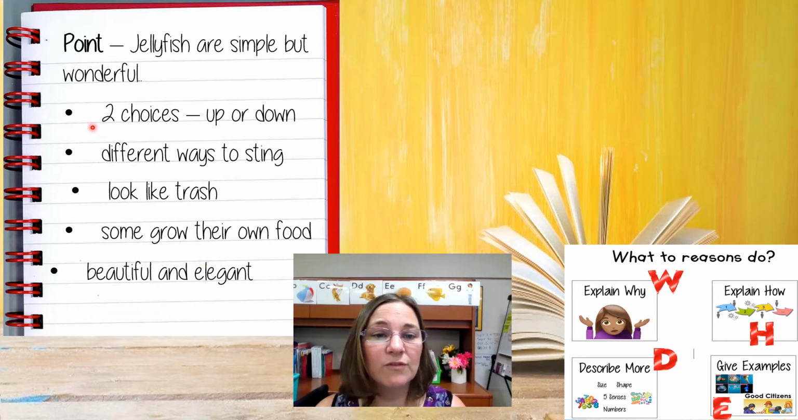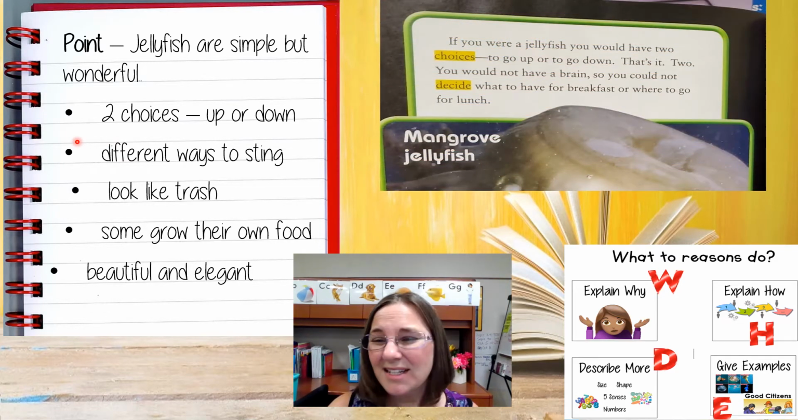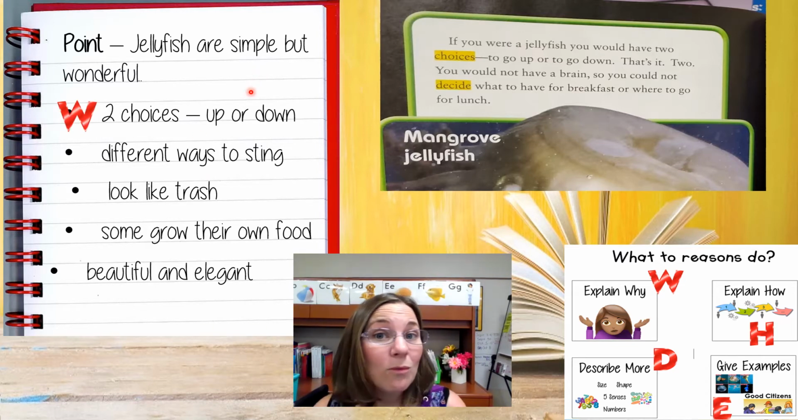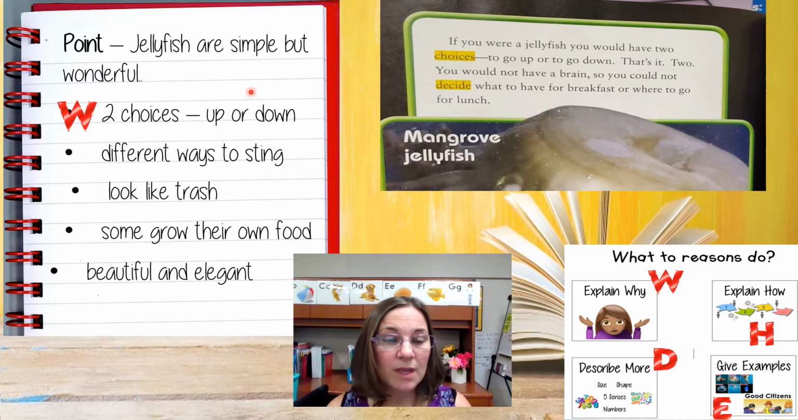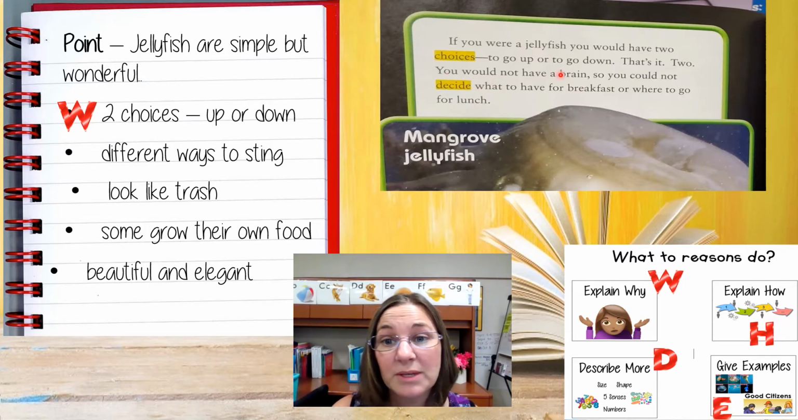So let's take a look at my first reason. Jellyfish have 2 choices, to go up or go down. I need to ask myself, how is the author using that reason to support the point that it's simple? Well, in this case, the author is explaining why. Why are jellyfish simple? Because they can only go up or down. I wrote the letter W next to my reason to help me remember that that's what the author is doing. It's explaining why. And later on, she explains why they can go up and down, because they don't have a brain. So I coded that reason with the letter W to help myself remember.